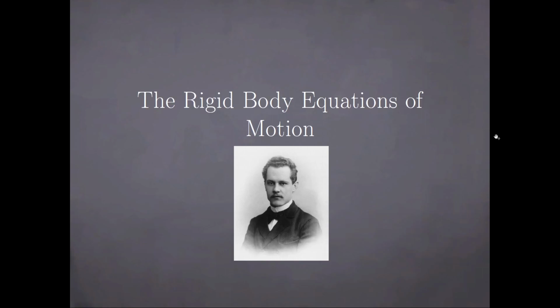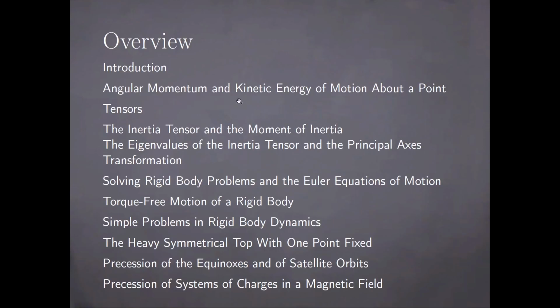Welcome to the rigid body equations of motion, a discussion based on the fifth chapter of Herbert Goldstein's classical mechanics. Today we are going to discuss a brief overview of the chapter, and then we are going to follow up with the preliminaries of motion about a point.